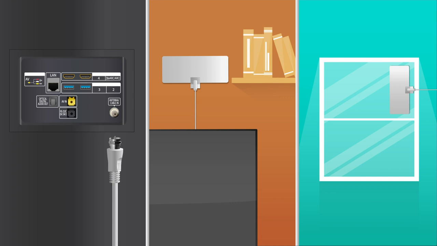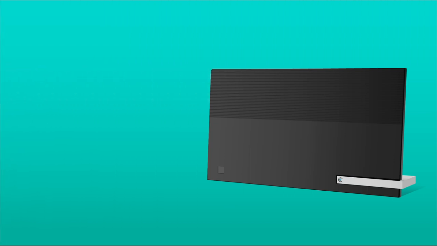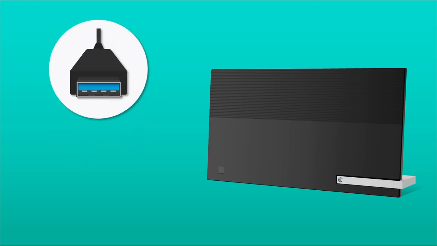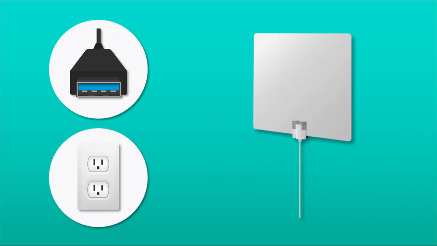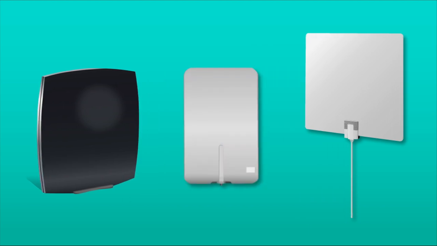If you live more than 30 miles from the closest broadcast towers, you'll want to take a look at the next type, and that's amplified antennas. And these come in a variety of styles. The one thing they'll all have in common, though, is they need to be powered somehow. Some can plug into a USB port on your TV, and others need to be plugged into an electric outlet. There's models that look like the non-amplified units I talked about before, some that can sit on a piece of furniture, and others that can be installed in your attic or outside your home.